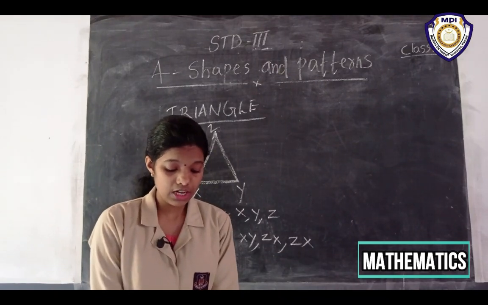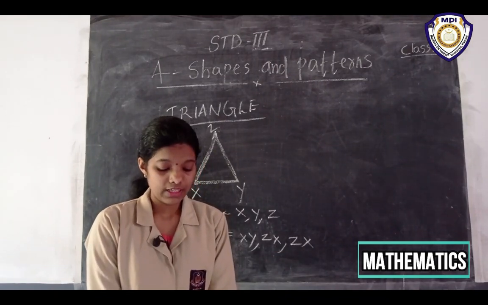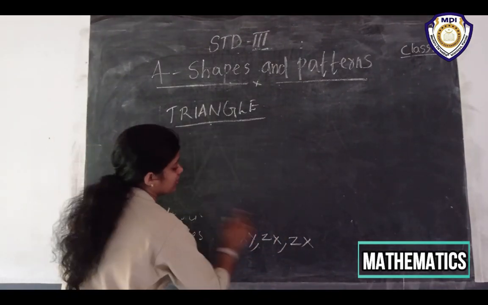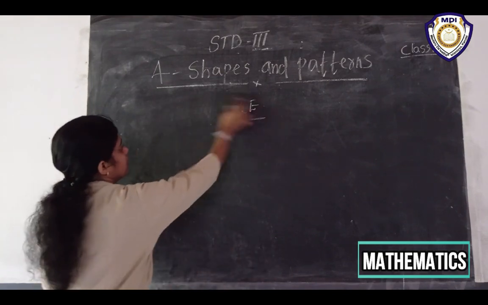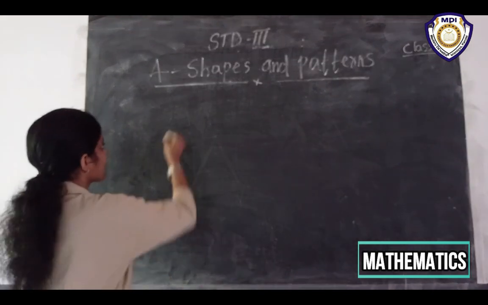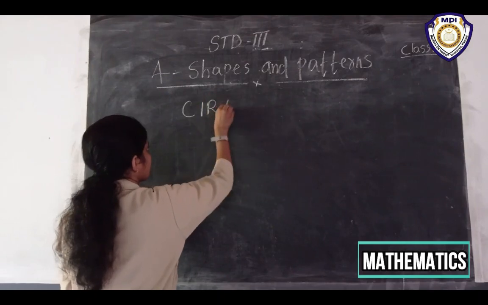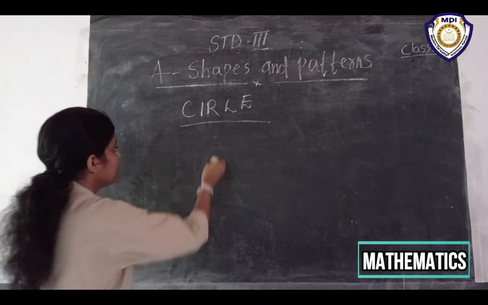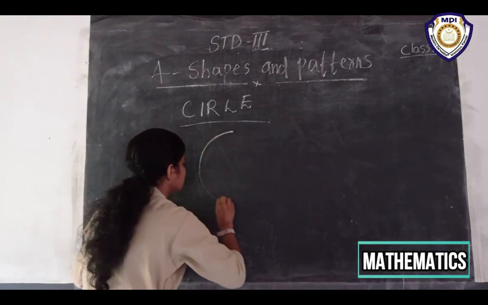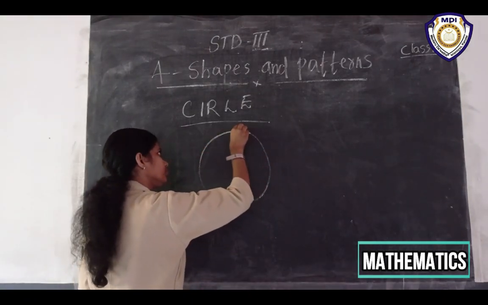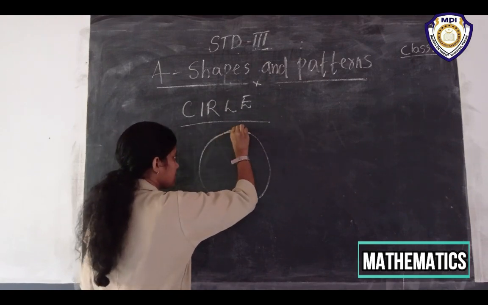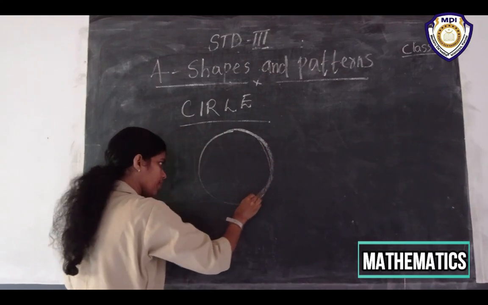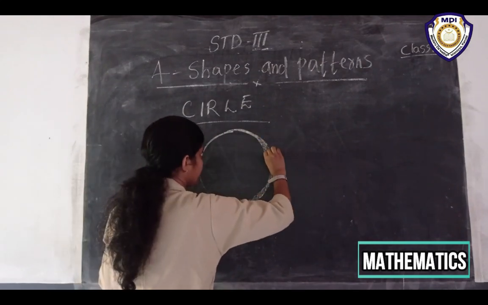Our next shape is circle. How to draw a circle? Did you know? Okay. This is the circle. This is the shape of a circle.